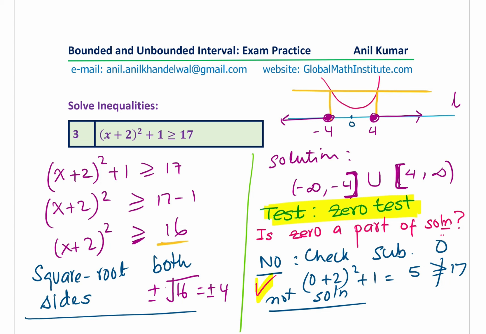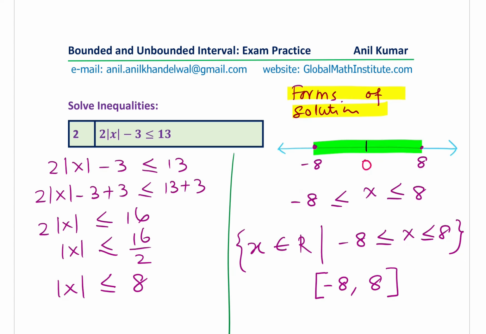Is that clear, right? So that is how you could easily do a zero check of your result and then figure out. So getting back to the previous equation, 0 is a part of solution, right? So let's do a zero check here. So if I substitute 0 here, I get 2 times 0 minus 3, and that is indeed less than or equal to 13. That is correct. Do you see that?